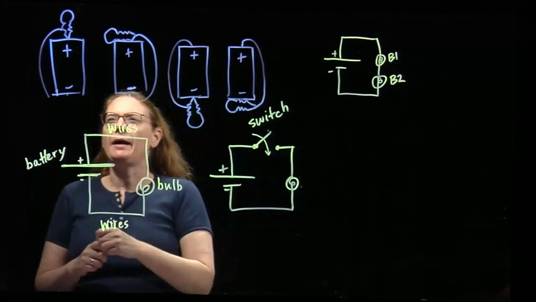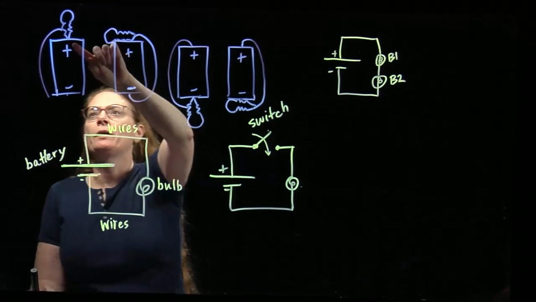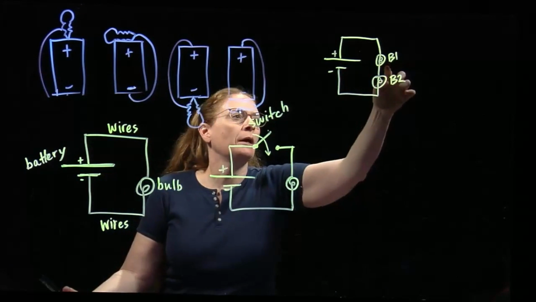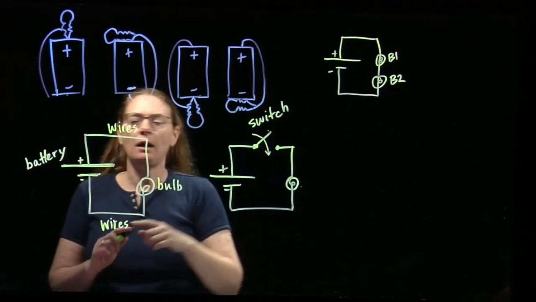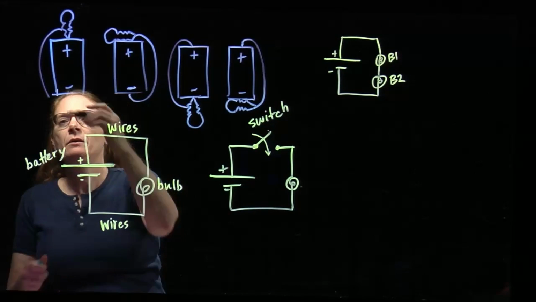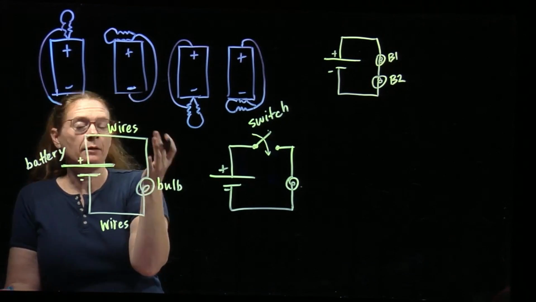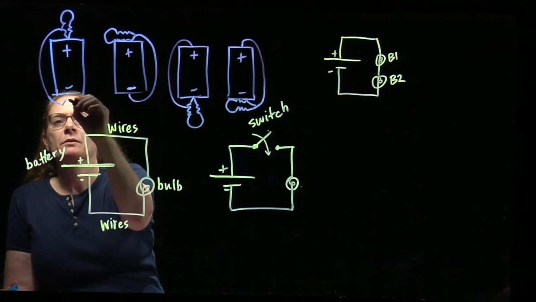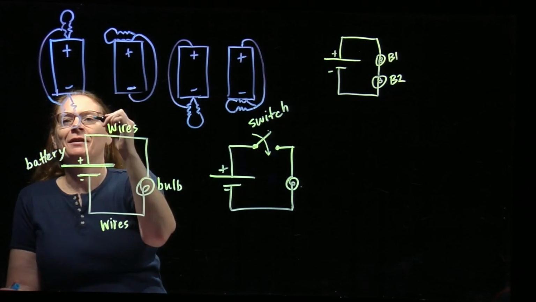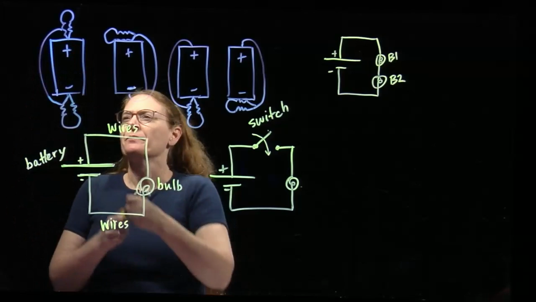So if I have a battery, I'm going to go into bulb 1 and out of bulb 1. Great. Into bulb 1, out of bulb 1. And then what do I do? I go into bulb 2 and out of bulb 2. So I could add a second bulb like this, and now does it matter which way I add it? No. I'm going to make it look symmetric because I like symmetry. Like that.